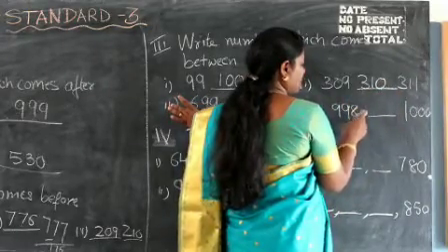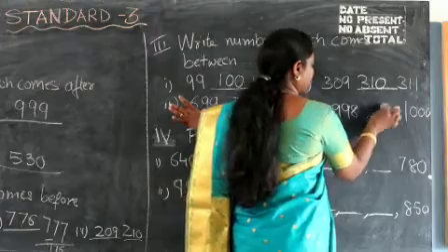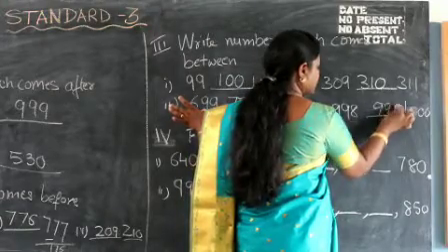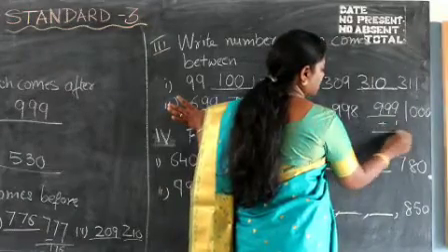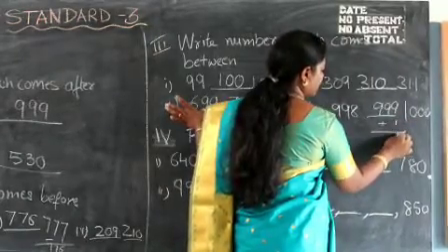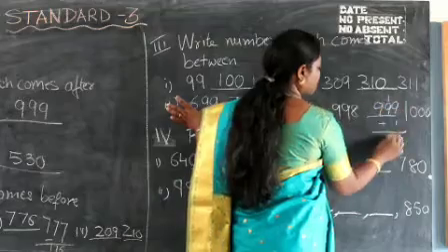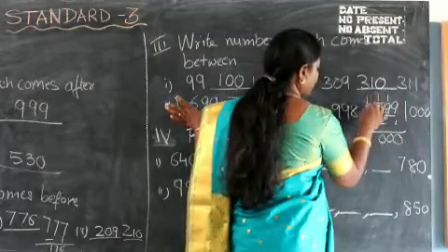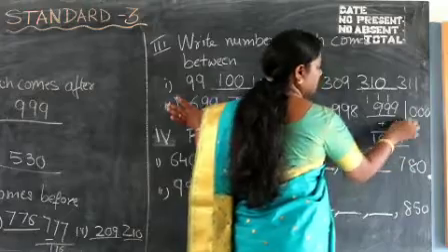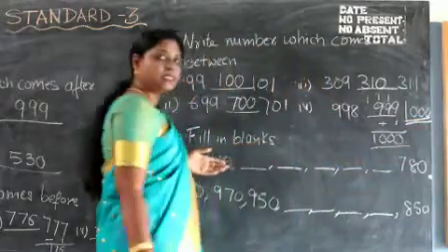998. After that what comes, children? 999. After 8 comes 9. When you add 1 to this, 9 plus 1 becomes 10, carry 1, 9 plus 1 becomes 10, carry 1, 9 plus 1 becomes 10, and the carry 1 comes down here. See, now we know that our answer is right.